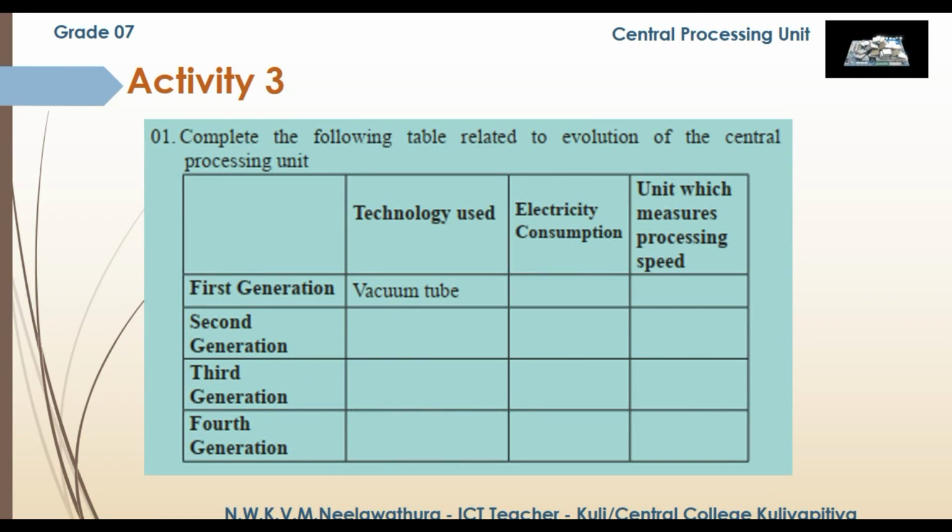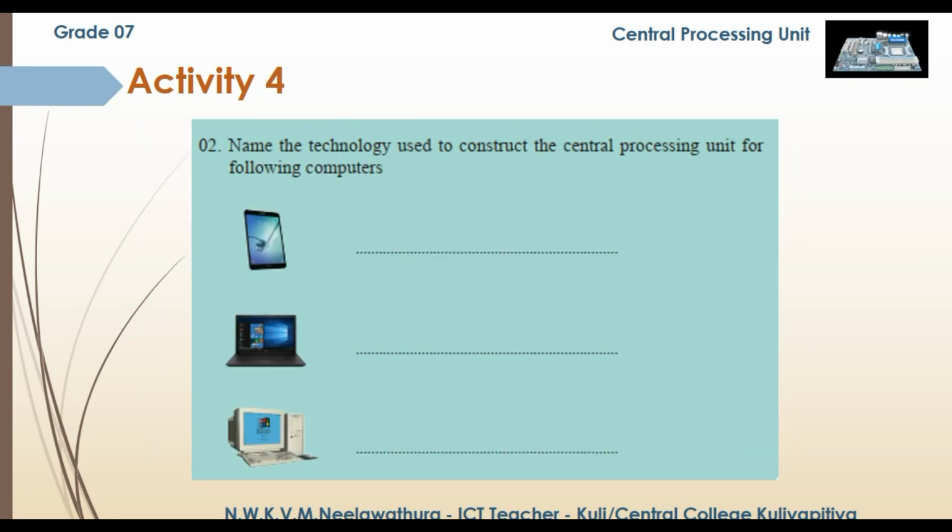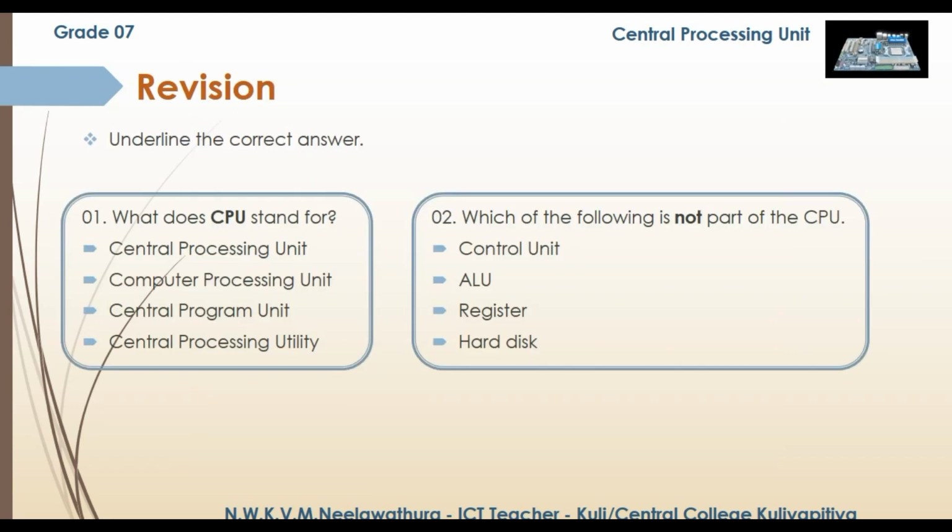Okay, next one. Activity 3. Complete the following table related to evolution of the central processing unit. First generation, second generation, third generation and the fourth generation. You want to write main technology used, electricity consumption and unit which measures processing speed. Activity 4. Name the technology used to construct the central processing unit for the following computers.